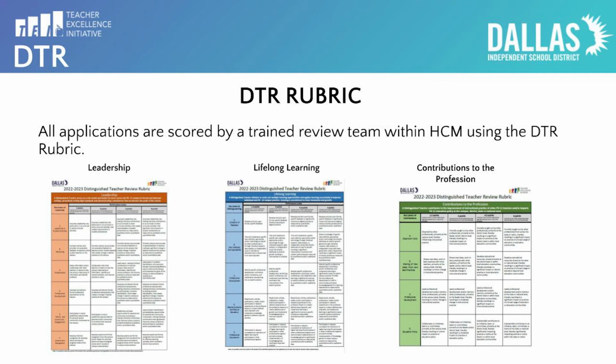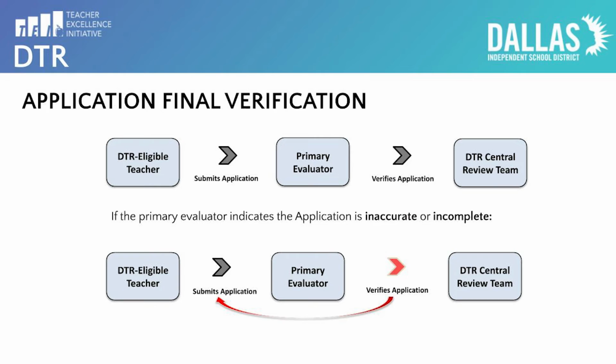After you submit your application, it will be verified by your primary evaluator and sent to the DTR Central Review Team to be reviewed and scored. If the primary evaluator indicates that all information included in the application is accurate, the application is routed to the DTR Central Review Team for final review and scoring. No changes can be made to the DTR application after it is received by the Central Review Team.